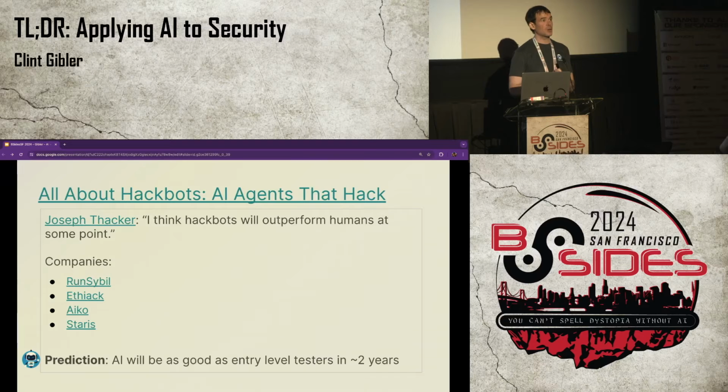My friend Joseph Thacker, or Rezo, wrote a blog post in which he claimed, I think, these AI hackbots will outperform humans at some point, and then listed a number of companies currently working on this, so still early stages. My prediction, and I have a security consulting background, is that it seems feasible that within the next 2 to 3 years some AI system, as models get better and the tissue around it gets better, could be as good as an entry-level pen tester. Not someone who's very experienced, but let's say a smart new grad who has 1 year on the job or something like that.